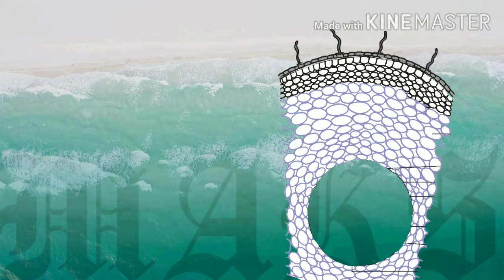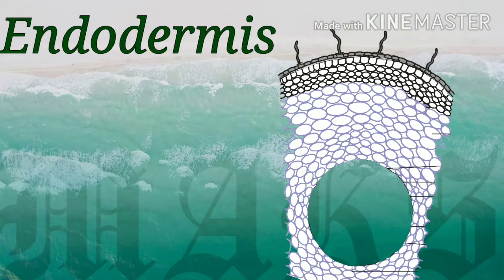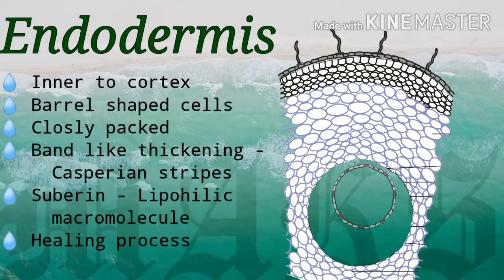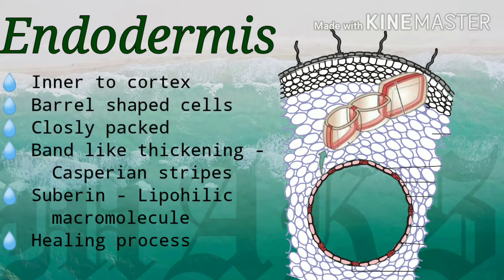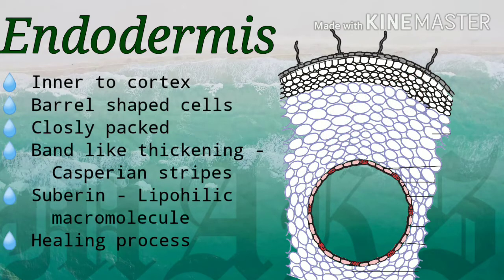The next layer is the endodermis. Endodermis lies inner to the cortex. These are barrel shaped, closely packed cells. In this endodermis, the cells have a band like thickening which is called Casparian strips. These Casparian strips are made up of suberin. Suberin is a lipophilic macromolecule which helps in the healing process of a root.